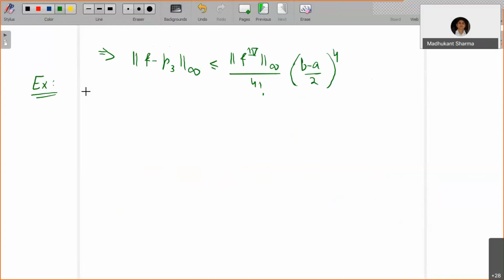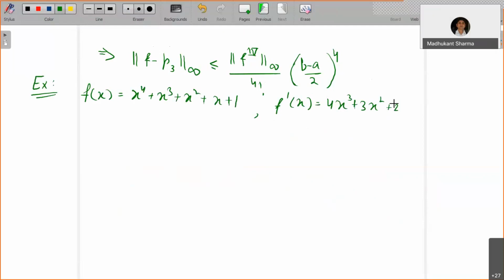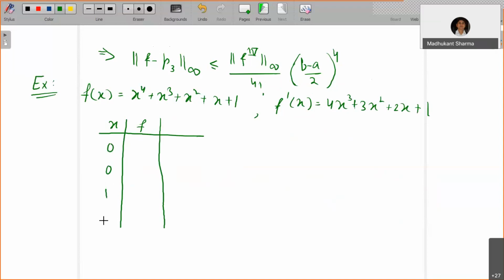Let us have the function given by f(x) = x^4 + x^3 + x^2 + x + 1, whose derivative you can evaluate very simply: f'(x) = 4x^3 + 3x^2 + 2x + 1. Here let's choose the interval 0 and 1, so a equals 0 and b equals 1. So the nodes are 0, 0, 1, 1.